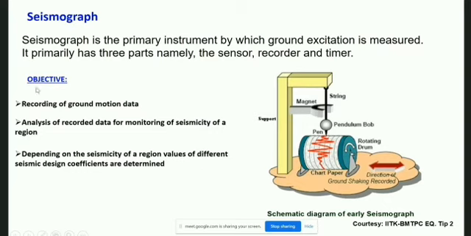So the major objective is recording of ground motion data, then the analysis of recorded data for monitoring of seismicity of a region, and then depending on the seismicity of a region, values of different seismic design coefficients are determined. So this we will discuss in due course. Do you understand this concept of the seismograph?